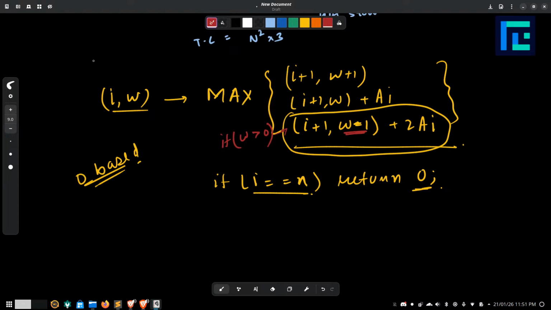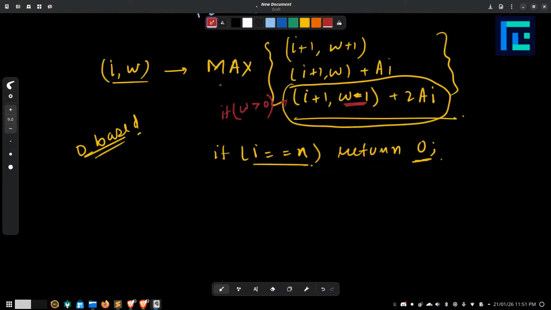And overall time complexity we already discussed, and the answer for the question would be simply the state 0 comma 0, since on the first day we start with 0 watches. So I'll show you guys the code for this.